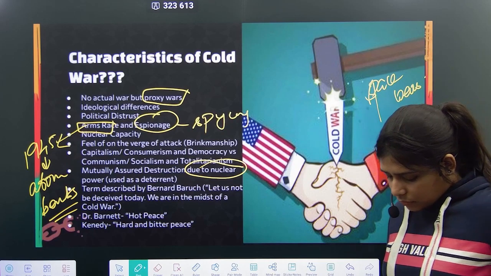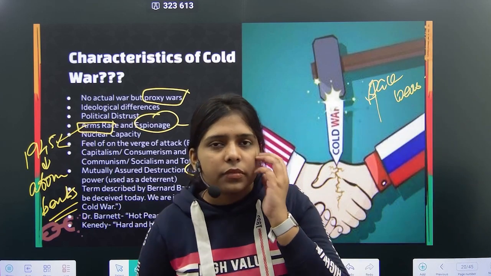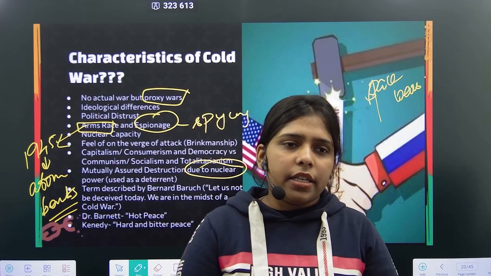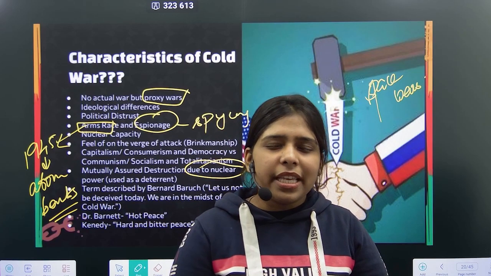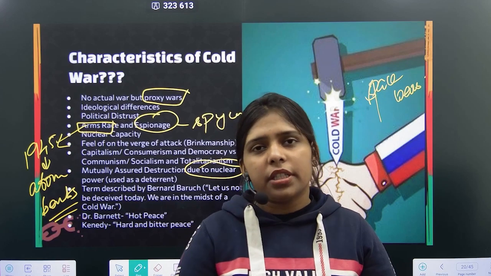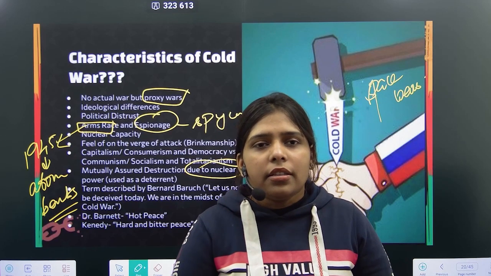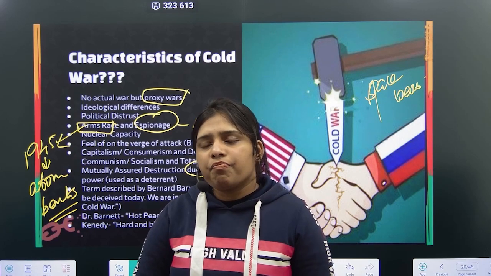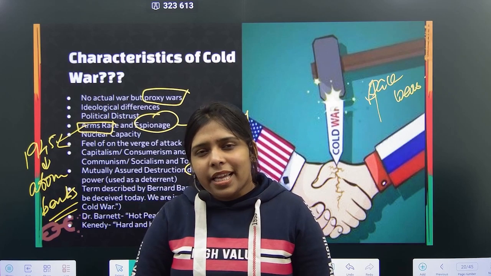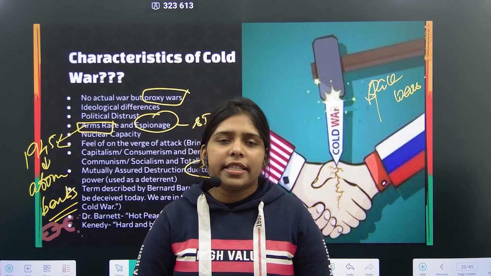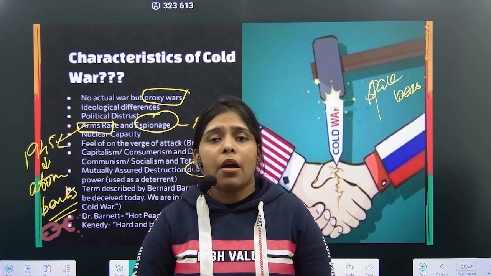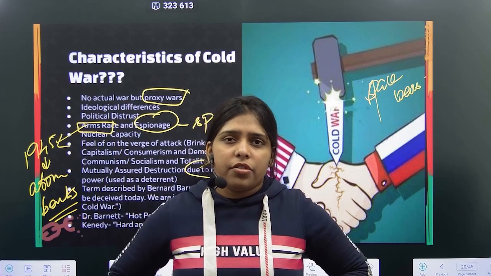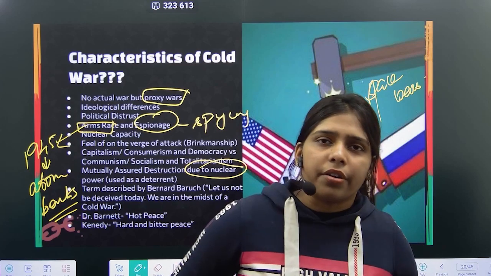They had the power, nuclear power. Why do we say the Cuban Missile Crisis becomes a very important event in this entire Cold War? The reason is that the Cuban Missile Crisis is the perfect example of nuclear capability and how the nuclear capability of a nation can act as a deterrent for a war.